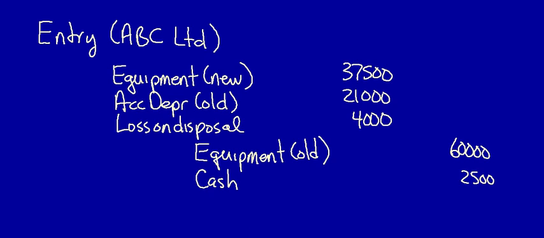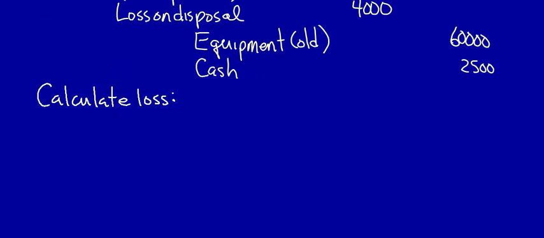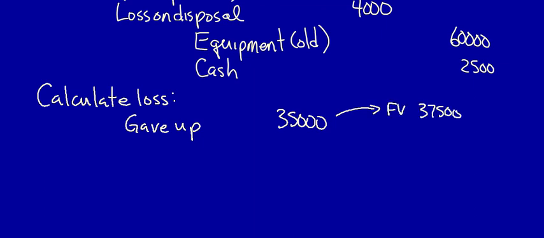Can we calculate this loss on disposal mathematically? And the answer is yes. We can do it as a plug, as you just saw me do now, but we can also calculate it. In order to calculate it, we take the value of what we gave up. Wait a minute. Why am I recording $35,000 when if you look at the entry, the equipment new is $37,500? Because what I truly gave up is the fair value, $37,500, but I have to reduce it by the cash I paid, $2,500. The actual value that I had to give up was $35,000.